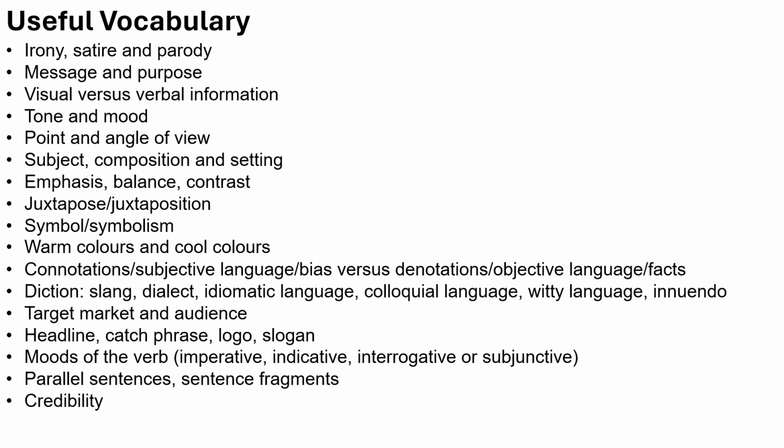So I'm just going to read the list so that you know how these words are pronounced. Useful vocabulary: irony, satire and parody, message and purpose, visual versus verbal information, tone and mood, point and angle of view, subject, composition and setting, emphasis, balance and contrast, juxtapose and juxtaposition, symbol and symbolism, warm colors and cool colors, connotations, which are similar to subjective language, which implies bias, versus denotations, which is similar to objective language, which is factual language, diction, such as slang, dialect, idiomatic language, colloquial language, witty language, or innuendo, target market and audience, headline, catchphrase, logo, slogan, moods of the verb, imperative, indicative, interrogative, or subjunctive, parallel sentences and sentence fragments, credibility.